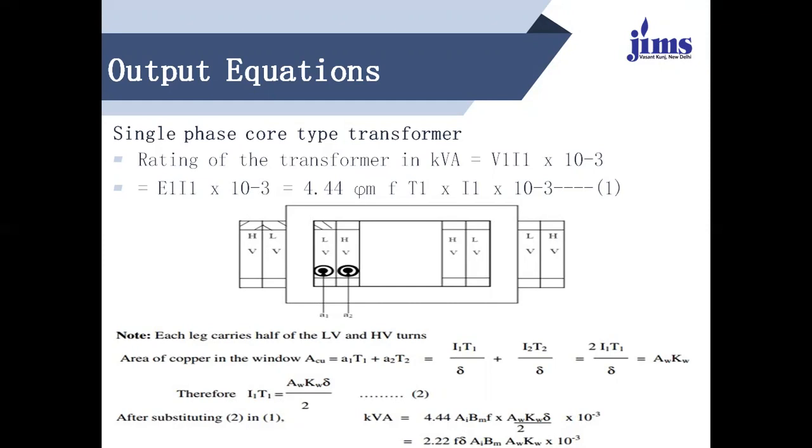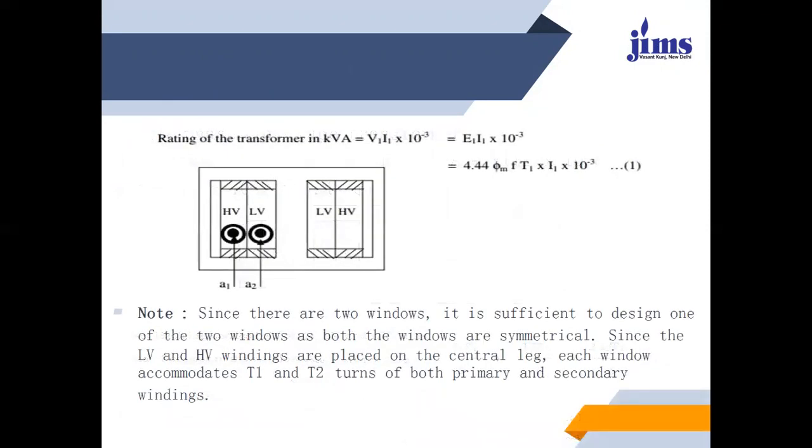After substituting this in the first equation, we get this type of equation, which we indicate as 2.22 f delta Bm Aw Kw into 10 power minus 3. This will be the rating of the transformer, kVA equal to V1 I1 10 power minus 3, or E1 I1 into 10 power minus 3, or it can be written as 4.44 f T1 into I1 into 10 power minus 3. Since there are two windows, it is sufficient to design one of the two windows, as both the windows are symmetrical in nature.